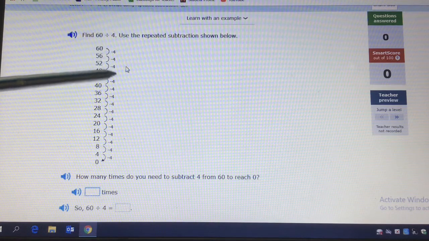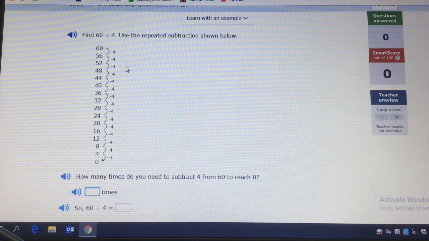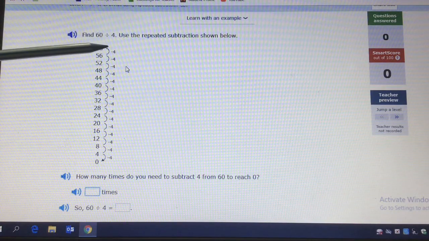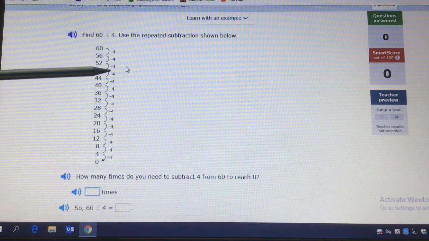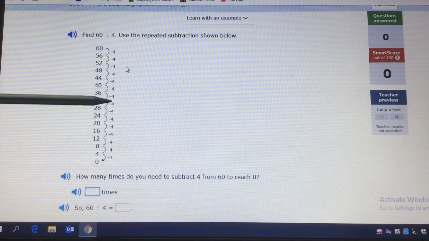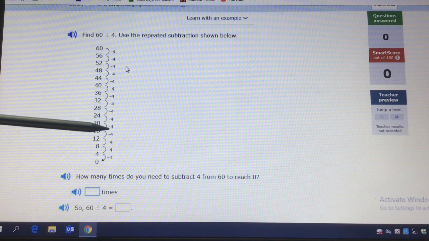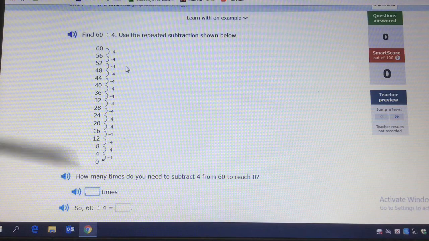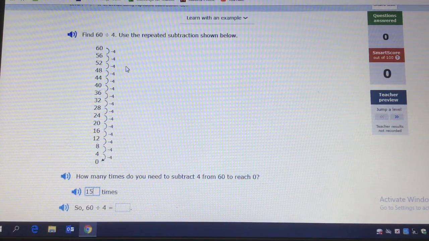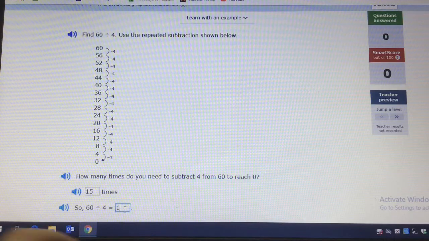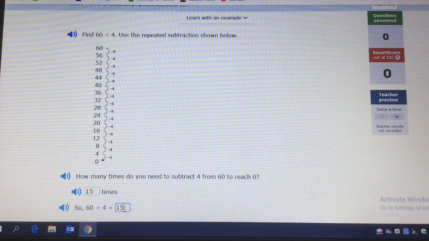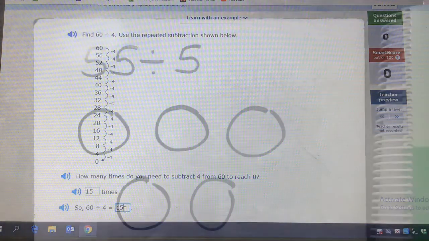So how many times were we able to take away 4 cookies? We were able to take away 4 cookies 1, 2, 3, 4, 5, 6, 7, 8, 9, 10, 11, 12, 13, 14, 15 times. We were able to put a cookie on each plate 15 times. Then that means that there are 15 cookies on each plate. Okay, so I'm going to pause this video and switch and show you what that would look like if you were to draw it out.